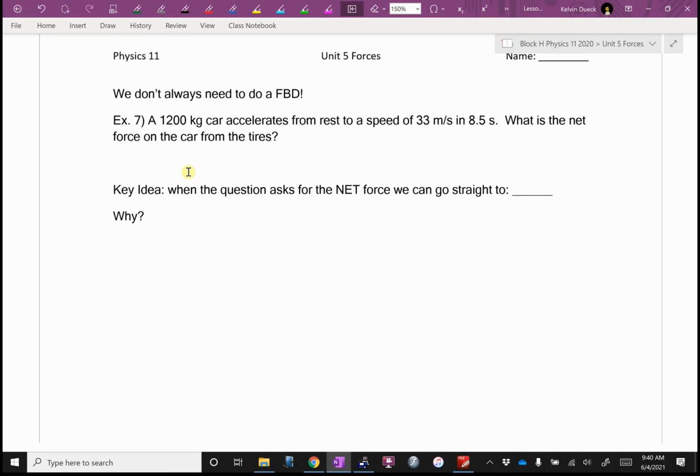What does this question want me to find? The what force? Everybody, the what force? If the question ever says net force, you can go straight to, and why? If you look at your green sheet, it's not F equals MA, it's F net equals MA. If I ever use the phrase net force, it means I did the free body diagram for you and I already combined the forces. Okay? So, in example 7, it's the net force.